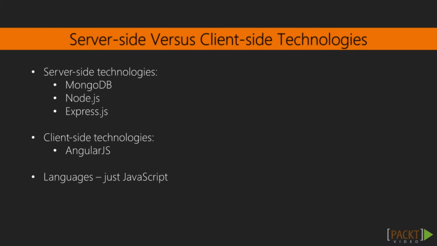Now that we understand what the acronym means, let's be clear on what technologies are used where. MongoDB, Node.js, and Express.js all run and reside server-side. AngularJS is the only client-side technology. The beauty of it all is, though, that there's only one language, JavaScript.